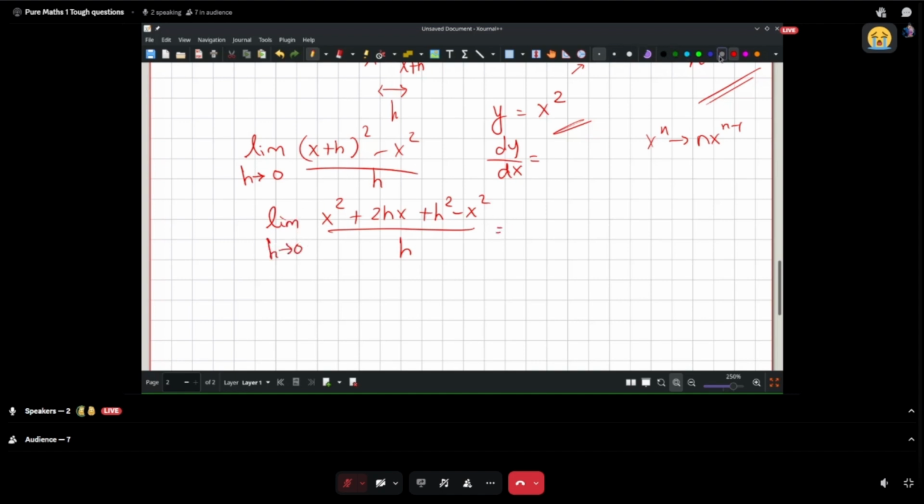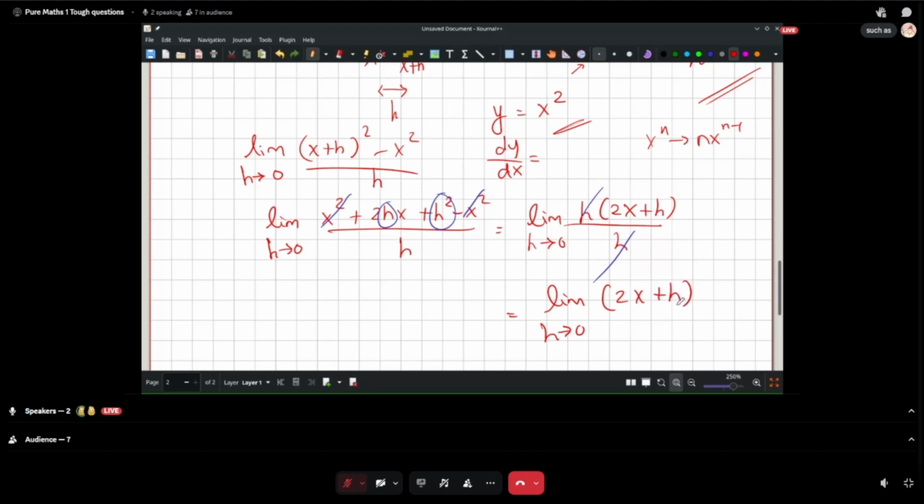And you can see that x squared and x squared cancel. And then you can see that you can factor out h from the numerator. The limit as h approaches 0, h times 2x plus h divided by h. This lets you cancel the h. So you get the limit as h approaches 0 of 2x plus h.